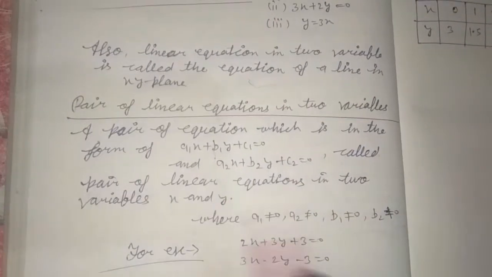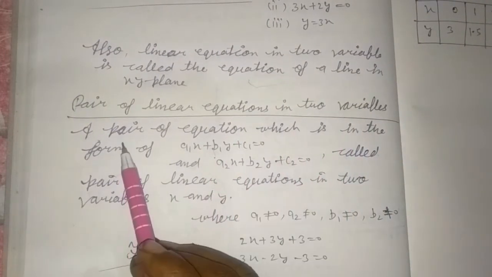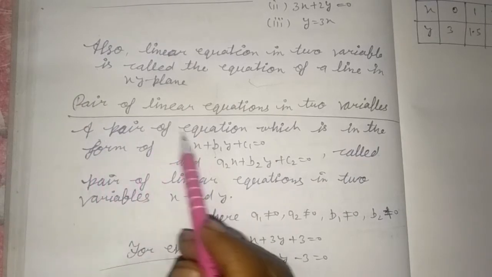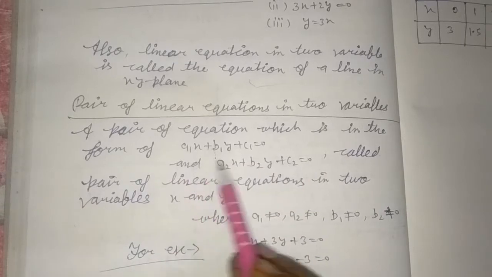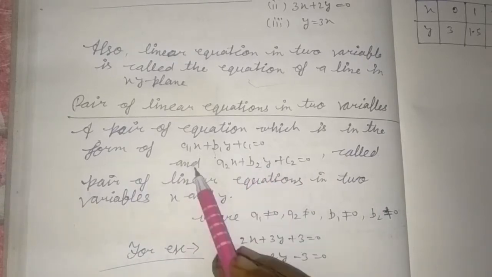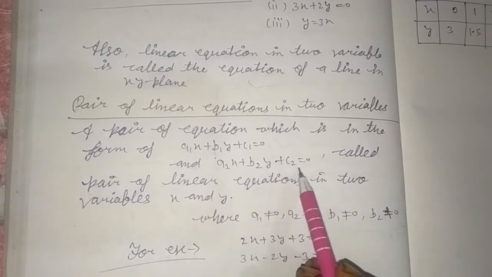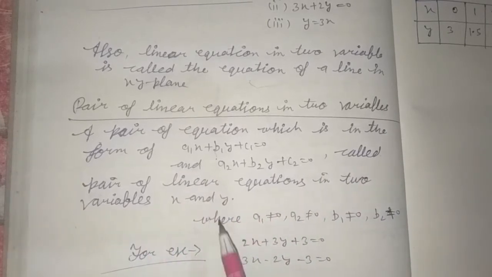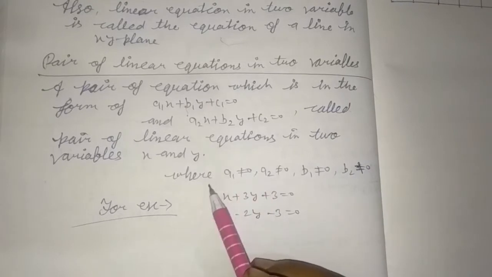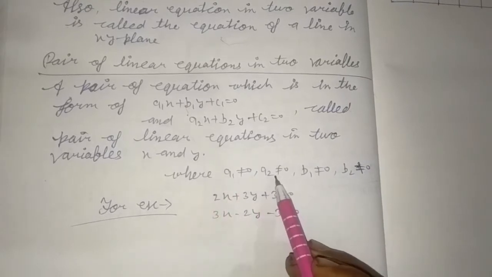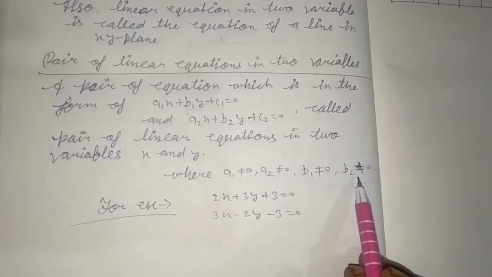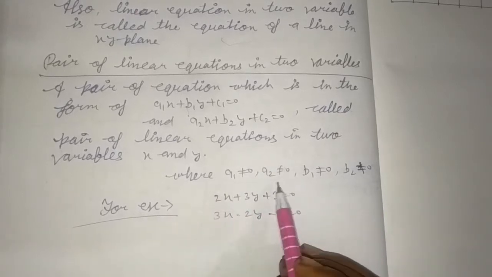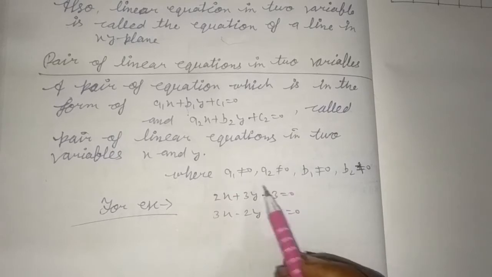Our next heading is pair of linear equations in two variables. A pair of linear equations in the form a1x plus b1y plus c1 equals 0, and a2x plus b2y plus c2 equals 0, is called a pair of linear equations in two variables x and y, where a1, a2, b1, b2 are not equal to 0. It is a necessary condition. You have to follow this condition.